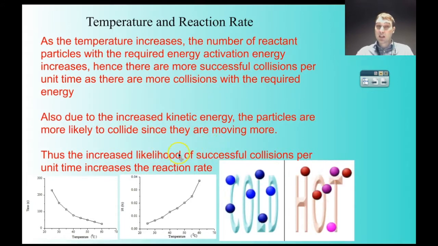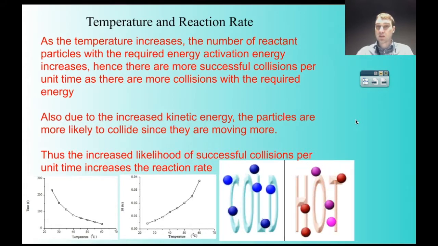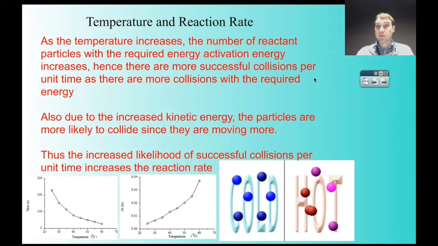The other way of looking at it too is since the particles are moving around more, they're more likely to collide with each other. So you're going to get more collisions between the reactant particles per unit time. So statistically you're more likely to have collisions between the particles, and therefore the likelihood of successful collisions increases as well. So when you increase the temperature, you increase the number of collisions, and therefore the number of successful collisions per unit time, and therefore the reaction rate. And you also increase the number of particles with the required activation energy for the reaction to occur. So you get more successful collisions per unit time and a greater reaction rate.